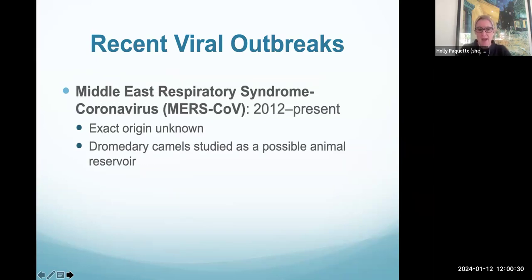About 10 years later, we had the Middle East respiratory syndrome. This would be the second of the coronaviruses, with ours being the third that we saw. This one was named Middle East because it was found in the Middle East. That's where it first originated. We do not know exactly where or what it originated from, but it is suspected that it's actually camels that were the possible animal reservoir, meaning that the virus is typically found in camels, and it made the jump to humans.